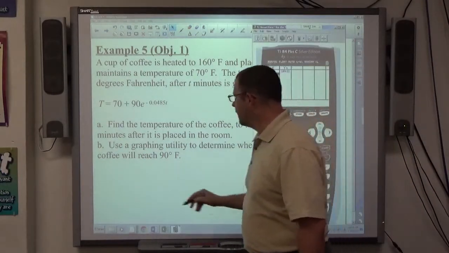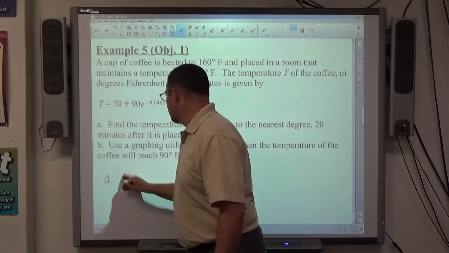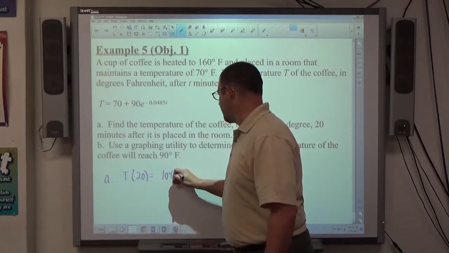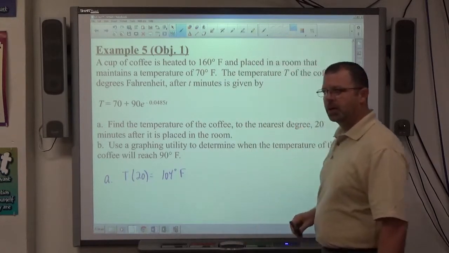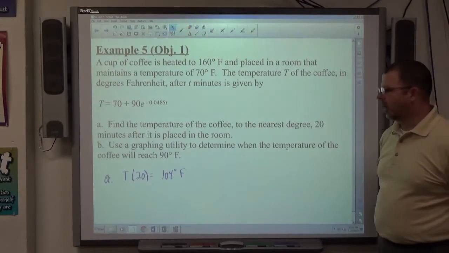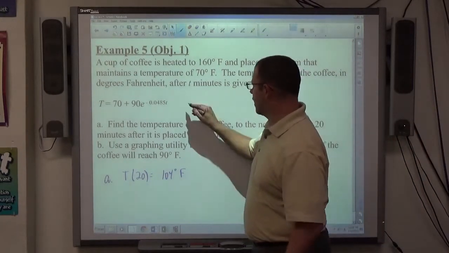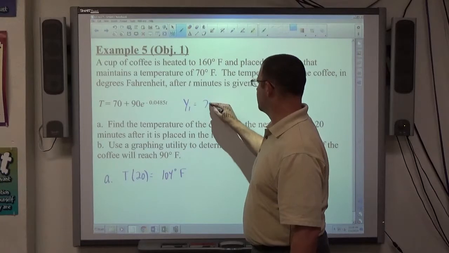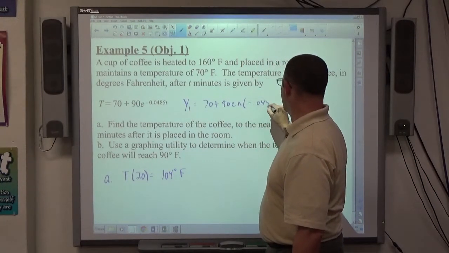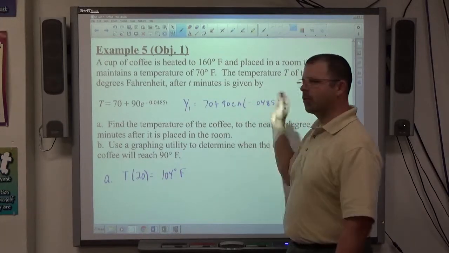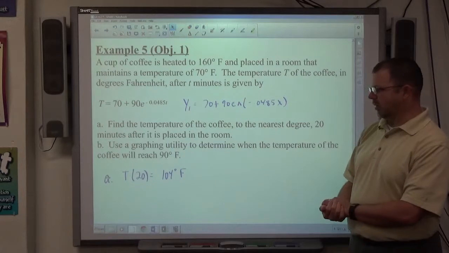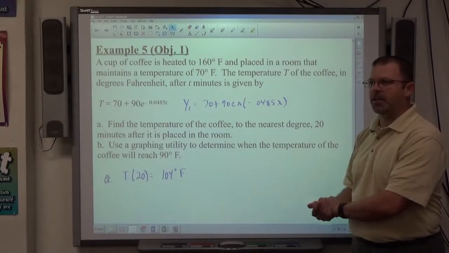So for part A, all they're really asking me to do is T of 20, and 104 degrees Fahrenheit will be the approximate temperature of the coffee at that point. Really no work to be shown. If you were showing work, you might say that Y1 equals 70 plus 90 E caret parentheses negative 0.0485 x. Just show what you entered in your calculator, and then establish what you did in order to find the answer.